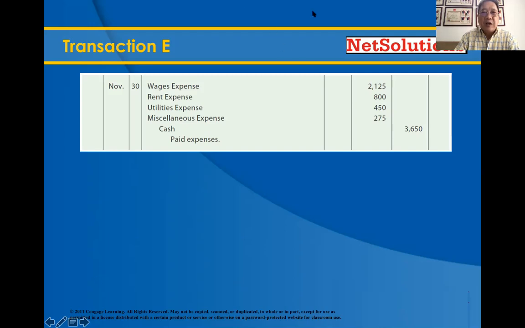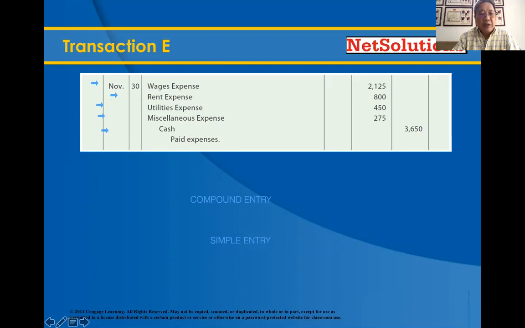Ang tawag dito ay compound entry. Turo ko yan sa inyo. Wala yata yan sa libro. Compound entry, pag maraming account, more than 2. Pag naman dalawang account lang ang nagamit, ang tawag dyan ay simple entry. So ito ay compound entry kasi maraming account ang ginamit.